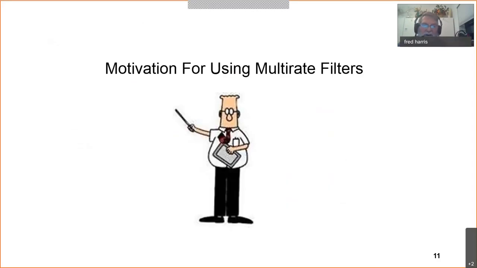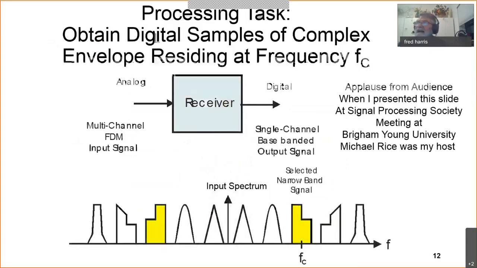Why would you want to use a multi-rate filter in the first place? So Dilbert comes to our rescue and says, let me show you why. So here's Dilbert. Now, this is a standard processing task. We have an analog system, which is a receiver, which will solve this problem for us. The input signal is a bunch of narrowband signals distributed approximately equally spaced across the frequency domain. We pick one of those spectral centers, and what we want is to have this receiver give us the digital envelope in the time domain of a signal centered at this frequency.